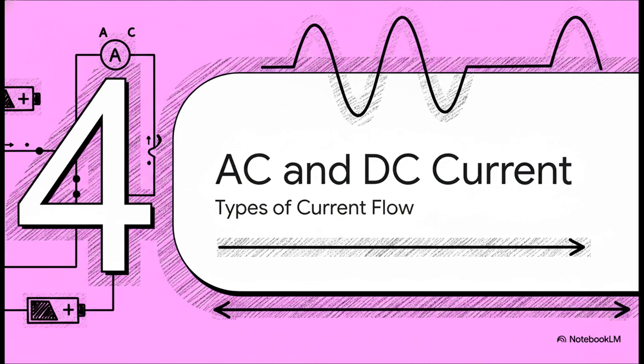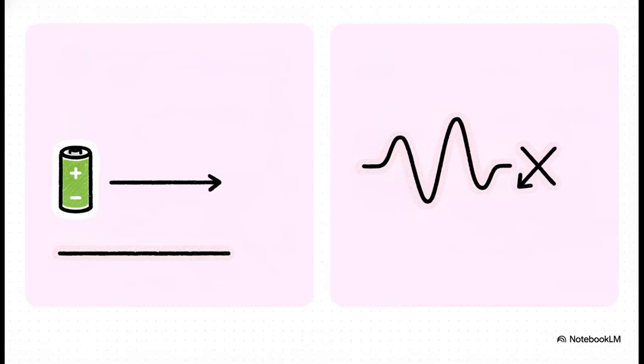This brings us to Section 4, alternating and direct current. Now that we're generating electricity, we need to talk about the two different ways it can behave. First, we have direct current, or DC. This is the stuff you get from a standard household battery. It's stable, it doesn't oscillate, and it flows steadily in one single direction.